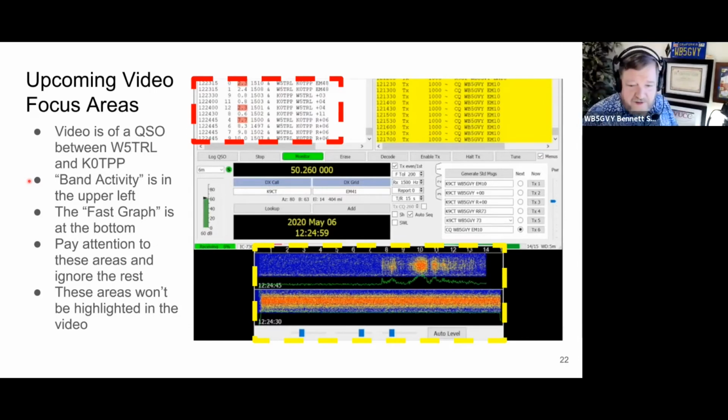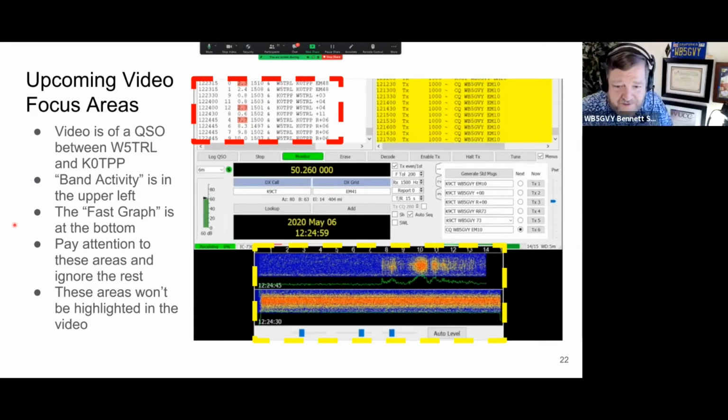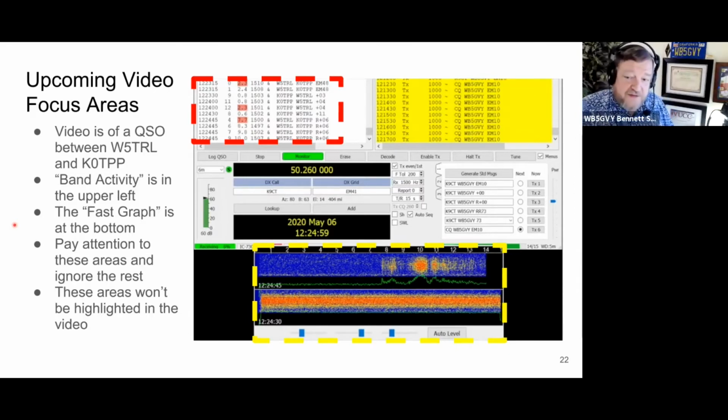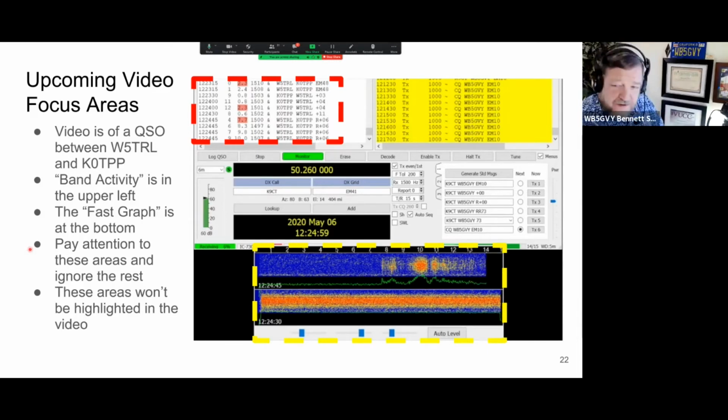We've got the band activity in the upper left, and of course that will scroll up. And then at the bottom is what's called the fast graph that I've put a yellow box around. What I'm advising you is to look at only those two boxes. Those are where the interesting stuff happens in the video, and there's nothing really interesting outside of those boxes. They're not going to be highlighted in the video, so you're not going to see the yellow dashed box or the red dashed box, but I just want to draw your attention to it.